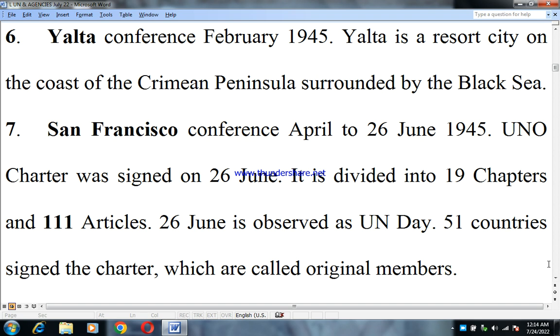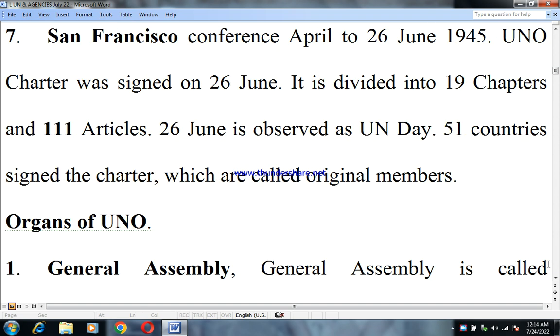Number 7, San Francisco Conference, April to 22nd or 26th June 1945. United Nations Charter was signed on 26th June. It is divided into 19 chapters and 111 articles. 26th June is observed as UN Day. 51 countries signed the charter, which are called original members.